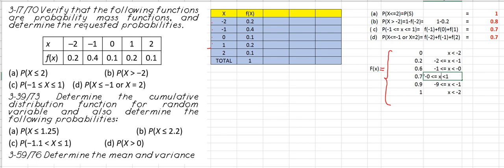So 0 is not negative. And then from 1 to 2. And finally, we have x is greater than or equal to positive 2. So this is our cumulative distribution function. We have a follow-up question for that. We are going to apply probabilities.